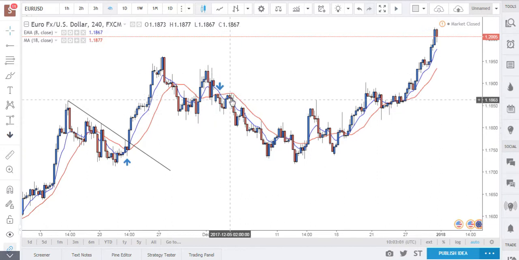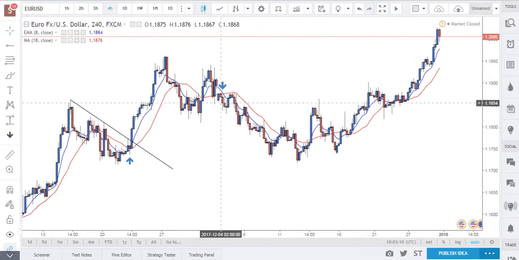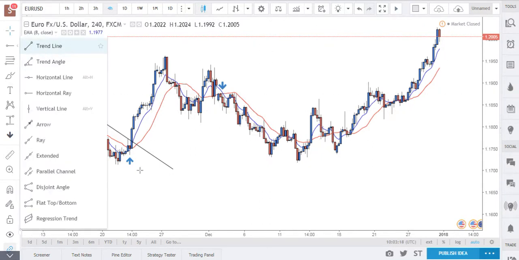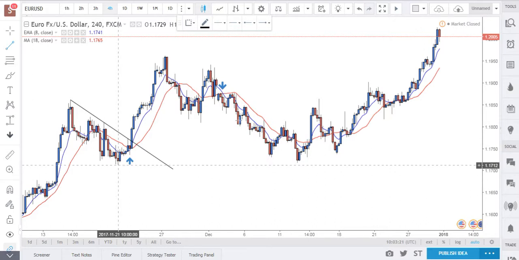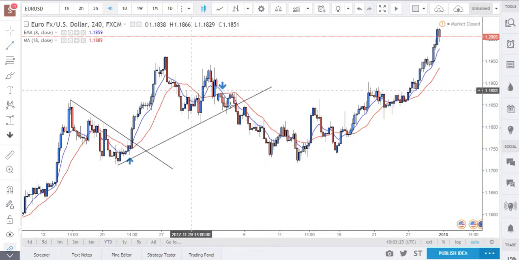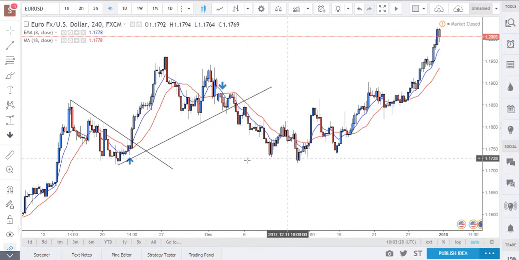Price came, broke, and it didn't quite close above the 18 in this scenario. So this is a bearish setup right here. Cross, price dropped. If you want to be conservative, your counter trend line, you can see how price came, broke, and retested the trend line, retested the moving averages, and then dropped.